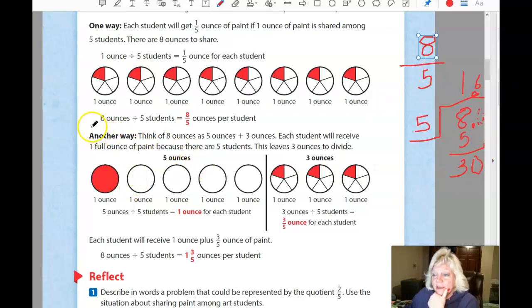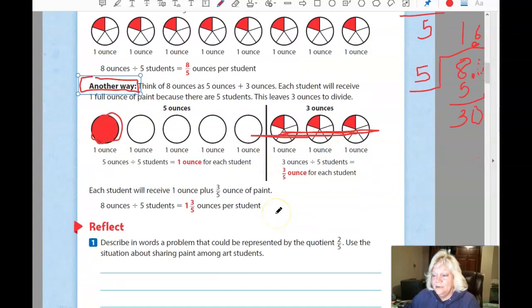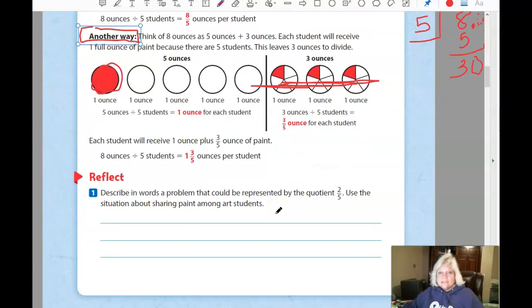So the other way, right here, it says another way to think about this. Think of 8 ounces as 5 ounces and 3 ounces. So if I had a bottle of paint with 5 ounces and a bottle with 3 and we had 5 students, I know that I'm going to get 1 whole ounce and I'm going to get 3/5. So that's another way to think about it. So now, that's how division and fractions are related.